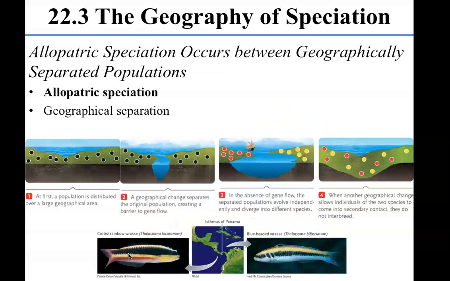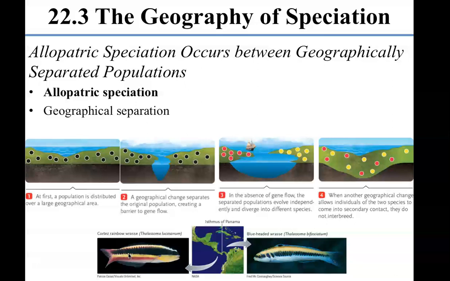All right, so let's look at different ways that new species can form by focusing on how separated the groups are. So the first term is allopatric speciation. Allopatric speciation is speciation that takes place when a physical barrier divides a large population, or when a small population becomes separated from the larger population.